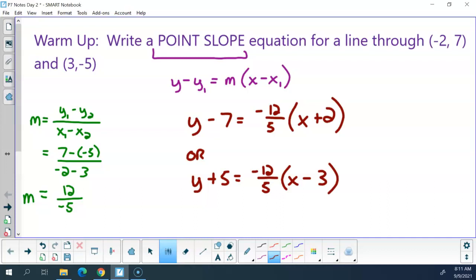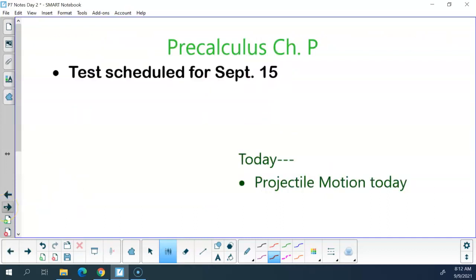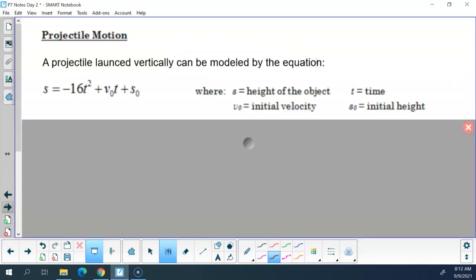Questions, comments, concerns, clarifications? Love it. So now we are in, so we talked about that already today. We're going to do the projectile motion page from P7, which is that third page there on that packet from yesterday.